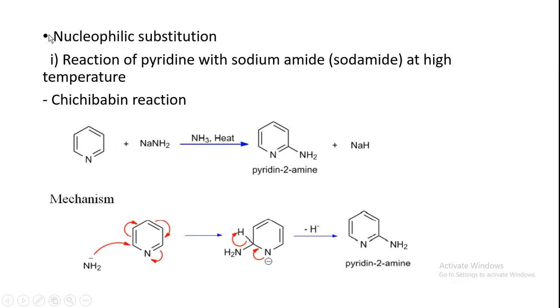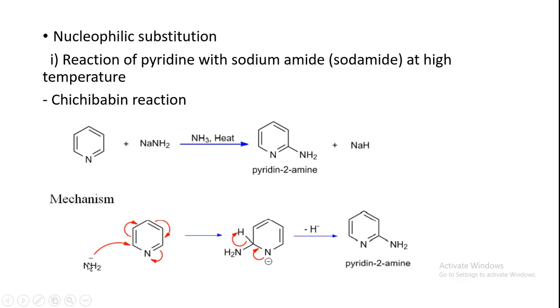So next, nucleophilic substitution reaction. Example of nucleophilic substitution: the reaction of pyridine with sodium amide or sodamide at high temperature. It is also known as the Chichibabin reaction, so you have to remember. This pyridine, with sodium amide or sodamide in the presence of ammonia, will give pyridine-2-amine. So at the second position or C2 position, the nucleophilic substitution reaction is favored.